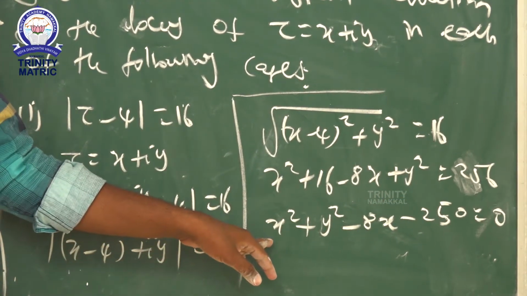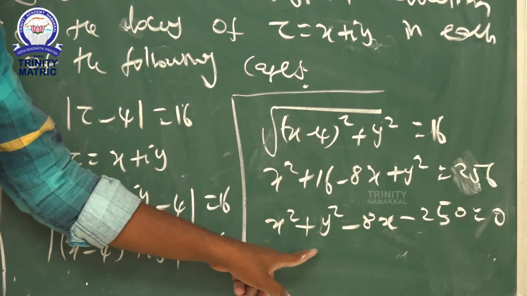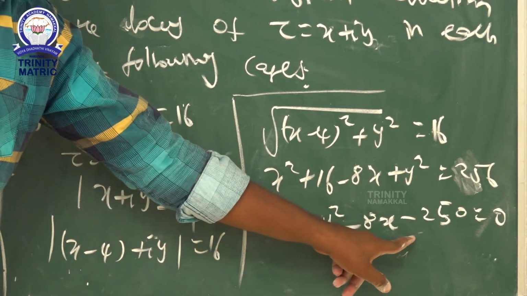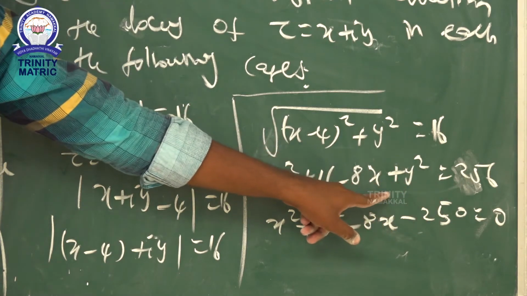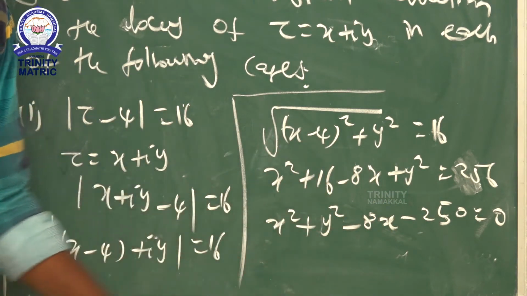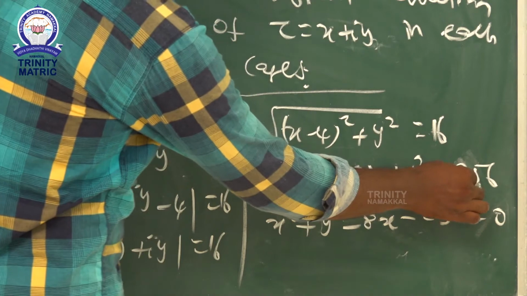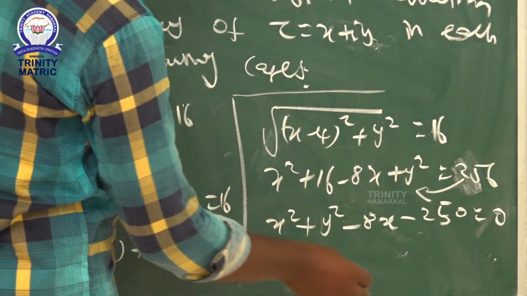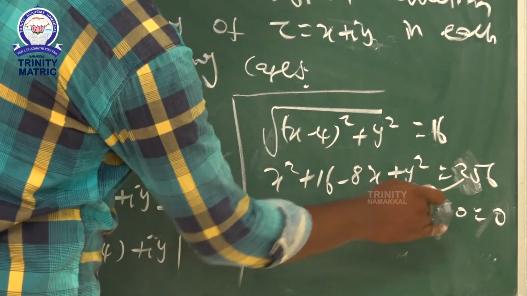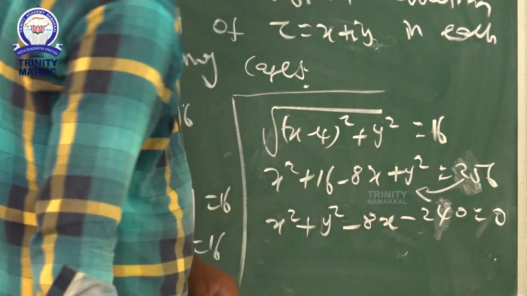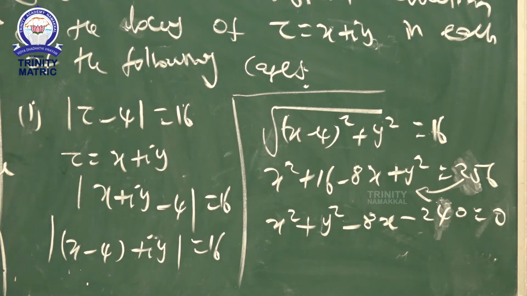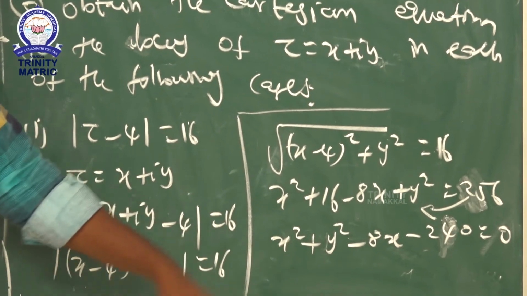Finally, we can rearrange the equation. x squared plus y squared minus 8x; here 256 goes to the left side. Already plus 16 is given. So minus 256 plus 16 is minus 240, equal to 0. So this is the locus of z.